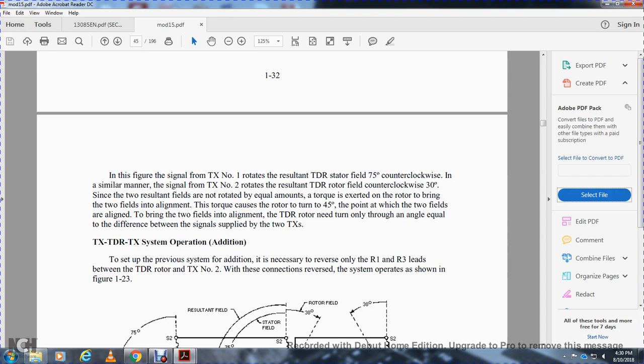The receiving rotor needs to turn only through an angle equal to the difference between the signals supplied by the torque transmitters. For the torque transmitter, torque differential receiver, torque transmitter system operating in addition, it is set up like the previous system, but it is necessary to reverse two connections. Reverse only rotor 1 and rotor 3 between the torque differential receiver and torque transmitter number 2. With these connections reversed, the system operates as shown in figure 123.